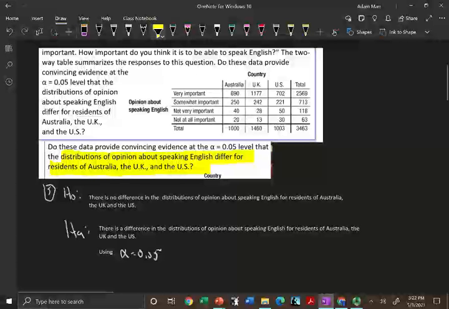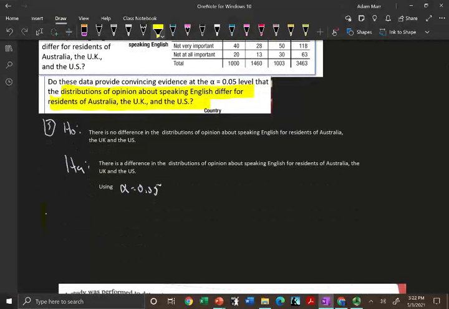And again, once you do the plan, don't forget, once you do all the conditions, the first thing you say is this is going to be a chi-square test for homogeneity.